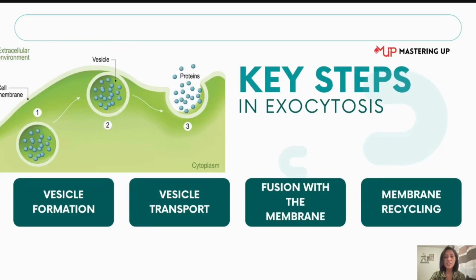And now we're going to talk about the key steps in exocytosis. Step 1, the vesicle formation. Materials to be expelled are packaged in vesicles. Step 2 is vesicle transport. The vesicles move toward the cell membrane.